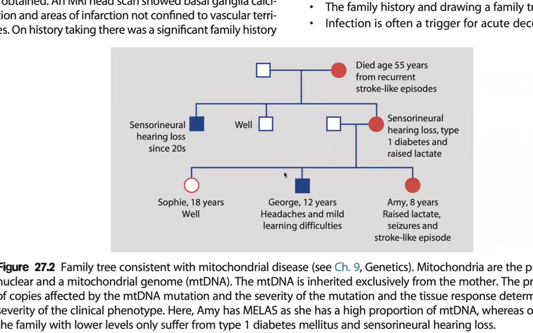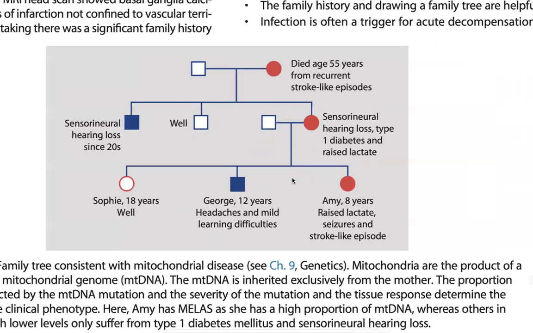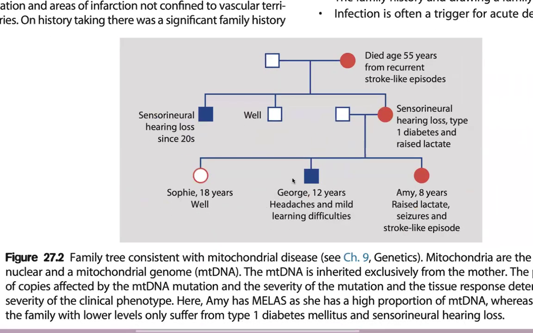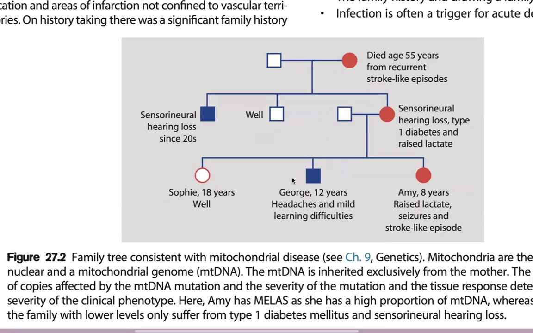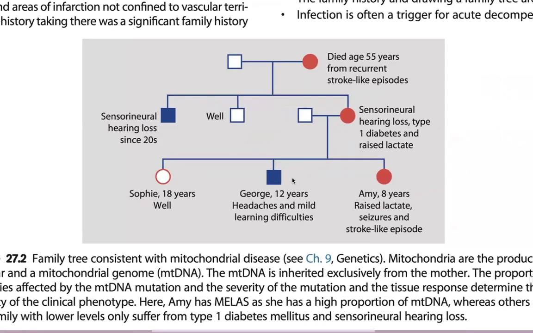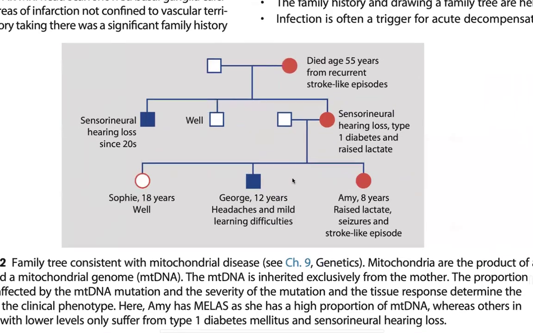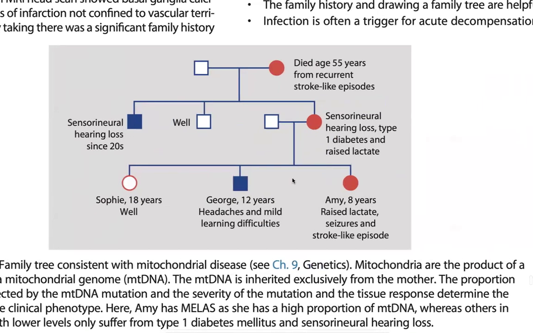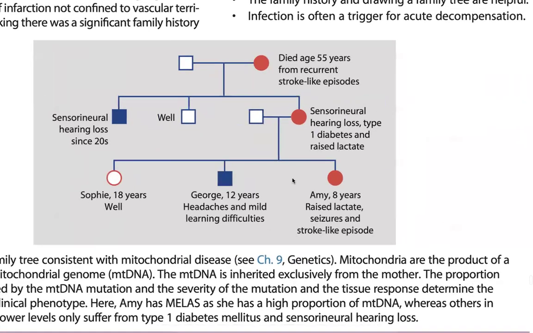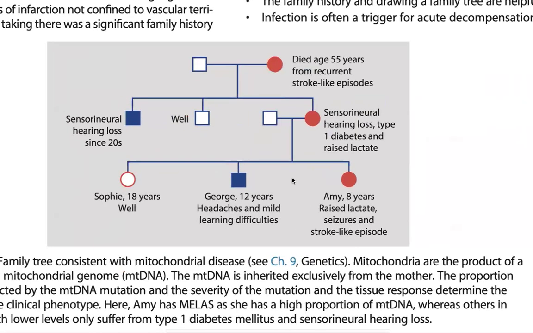Mitochondria are the product of a nuclear and mitochondrial genome. Mitochondrial genome DNA is inherited exclusively from the mother. So there's a female with sensorineural hearing loss, raised lactates, seizures, and mild learning difficulties. And Sophie, 18 years, and she is well.